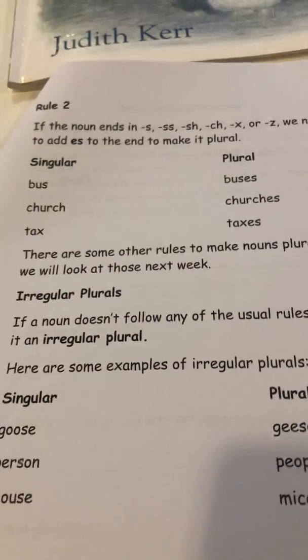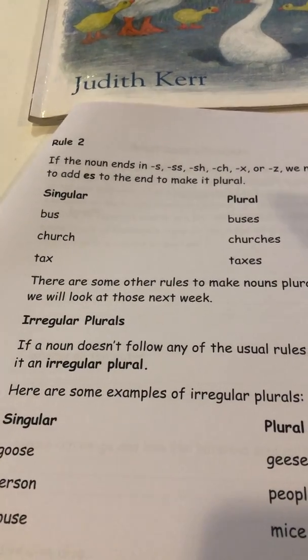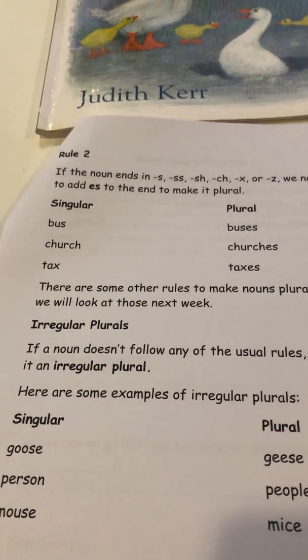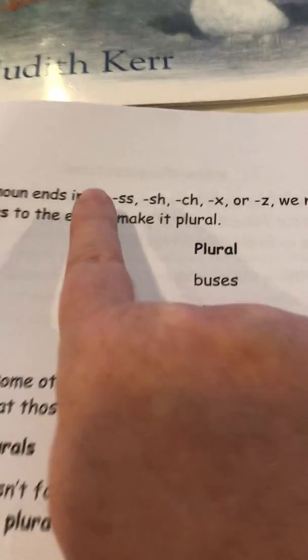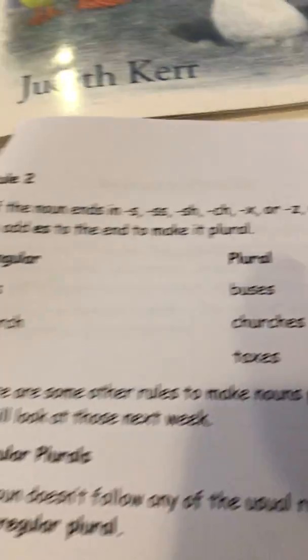So there's some other rules about plurals, and we're going to have a look at those next week. But they're the 2 main ones, and that will cover nearly all the nouns. So most of them you just add an S. If it ends in an S, double S, SH, CH, X, or Z, then you need to add an ES.